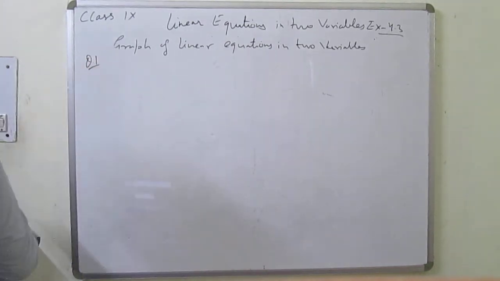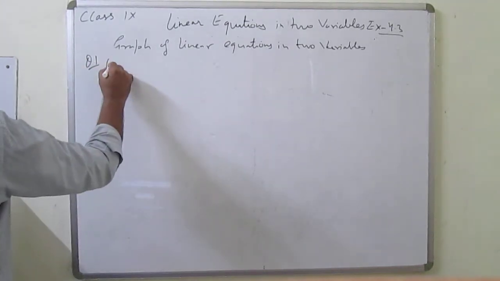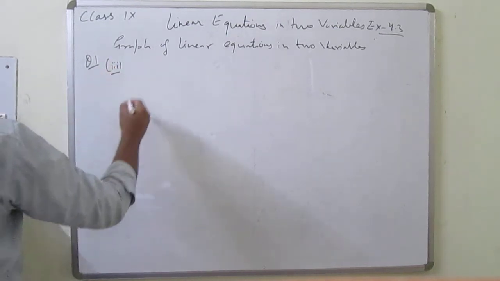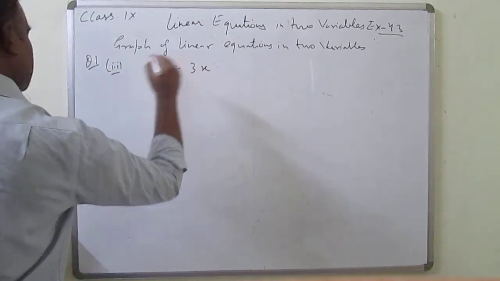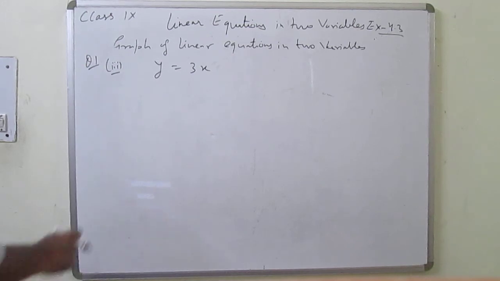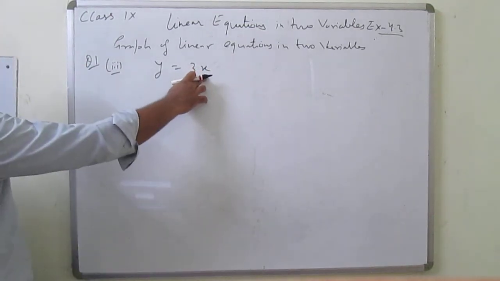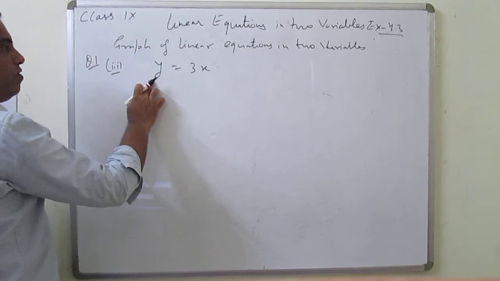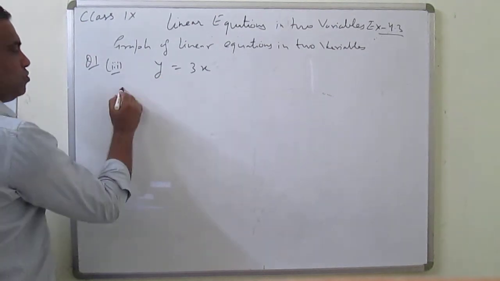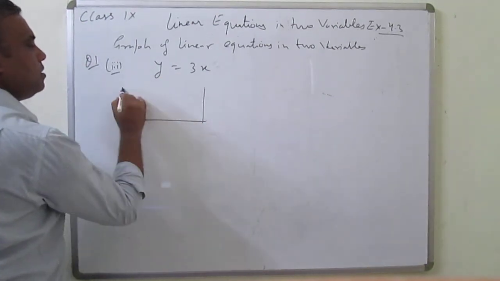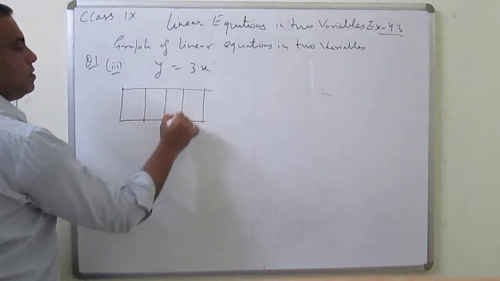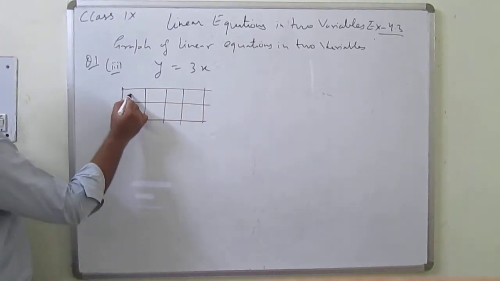Question 1, third part. y is equal to 3x. Now make a table. By putting the value of x, you will get the value of y. At least you will take 3 values. So make a table. This is x, this is y.